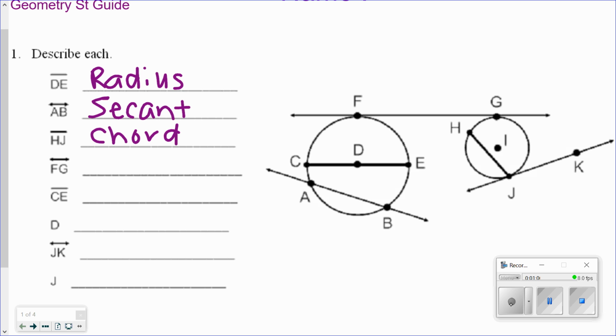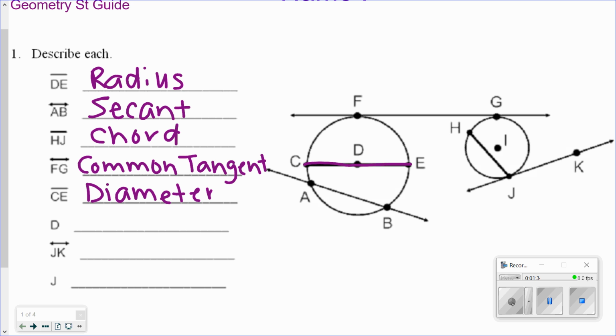Line FG is right here, and you notice that it's a line that touches both these circles in one spot, which means it's a common tangent. Next, we have segment CE, which is right here, and this would be a diameter. Point D is right here, and we see that that is the center of the circle.